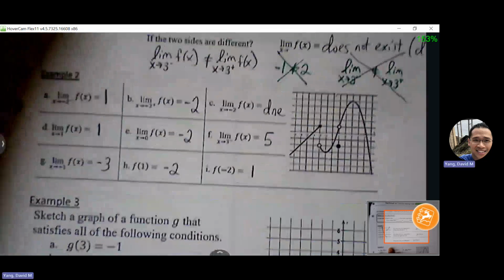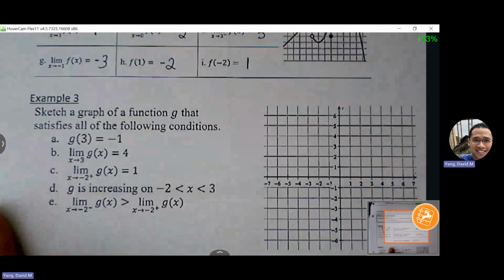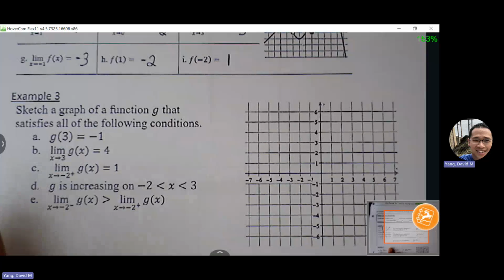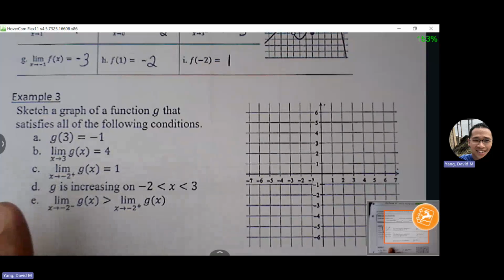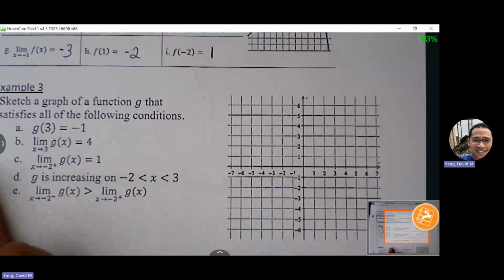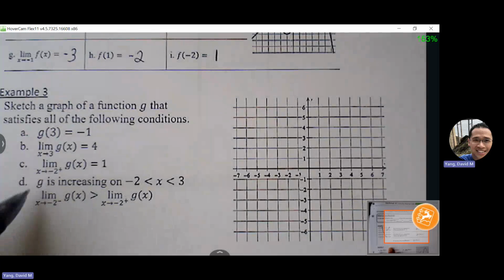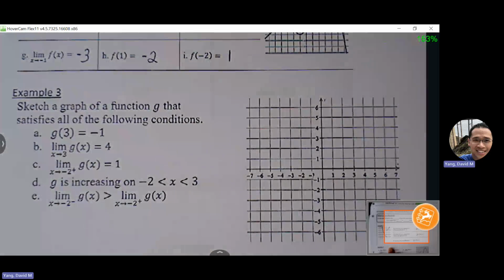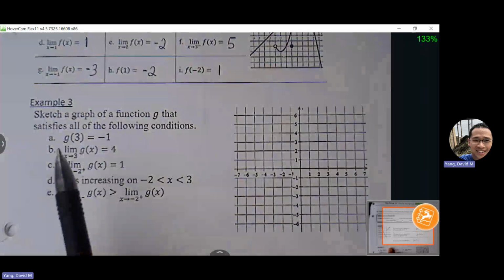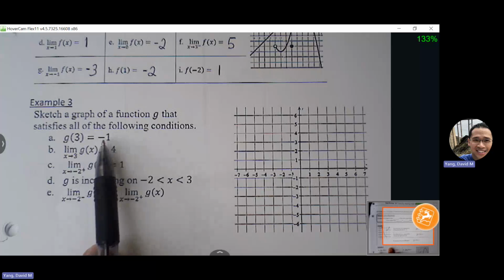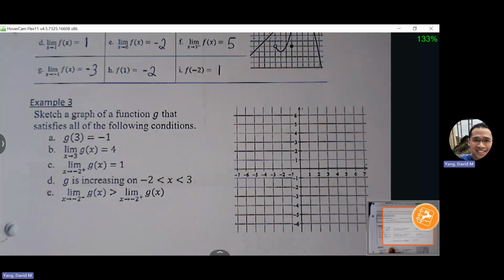Okay, sample 3, a little bit more challenging here. We're taking properties and transferring them onto a graph. We want a graph that is going to fulfill all these conditions. Let's start with the easier ones first. The ordered pairs are the easiest ones. Let's just go ahead and plot (3, -1) onto our graph.